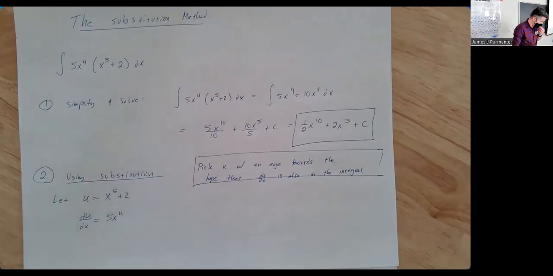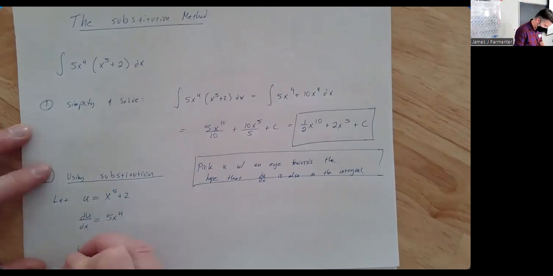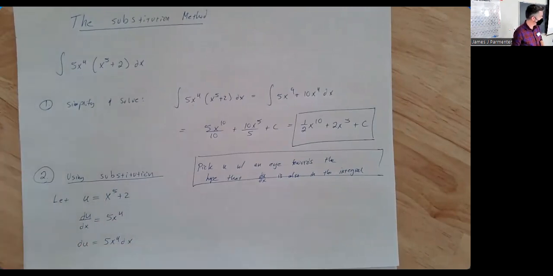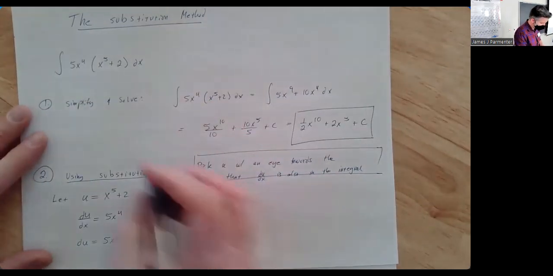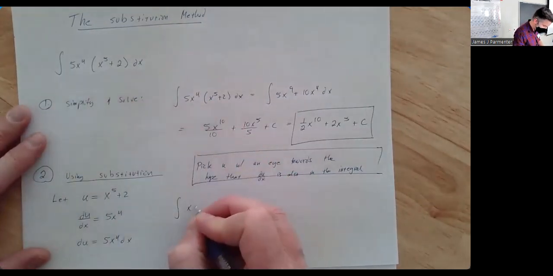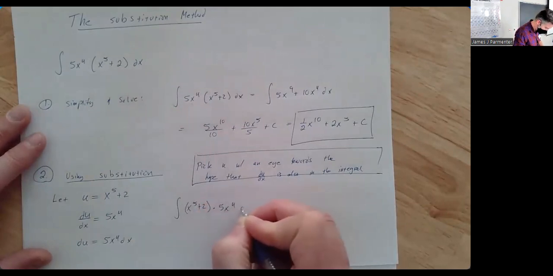So now check this out. We're going to take our integral, and usually what people do is they solve for du, the differential here, and they say du is equal to 5x to the 4th times dx. You can really just think of it as multiplying both sides by dx. Technically, that's not allowed, but everyone does it. You should totally do it. So if I rewrite this integral, I'm going to change the order just to make it easier to see things: x to the 5th plus 2 times 5x to the 4th dx.